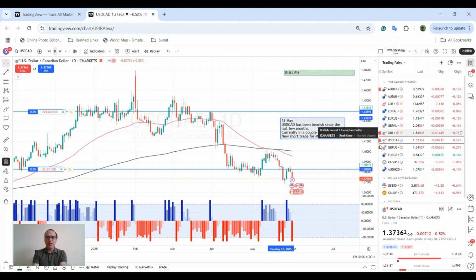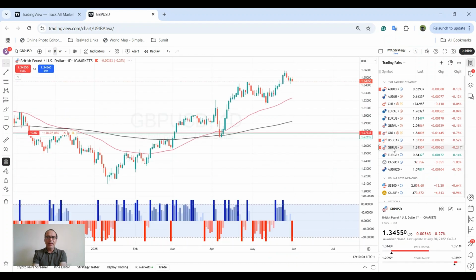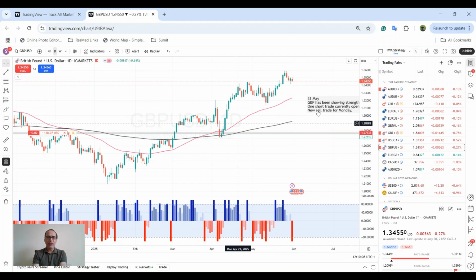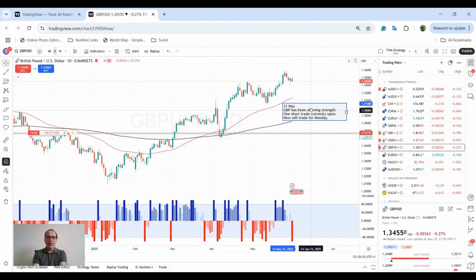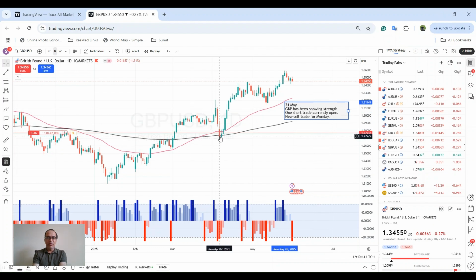The pound US dollar, right? So we are in one sell trade, one short trade, which was taken on the 7th of April. It hasn't gone in our favor, but we've made money on the buys. We've closed the other trades which we got into. There's a new sell trade which has popped up for Monday, and we will get into that.